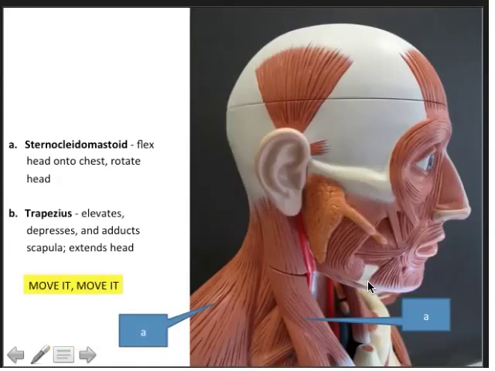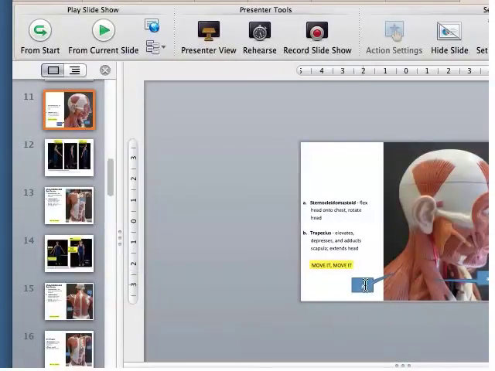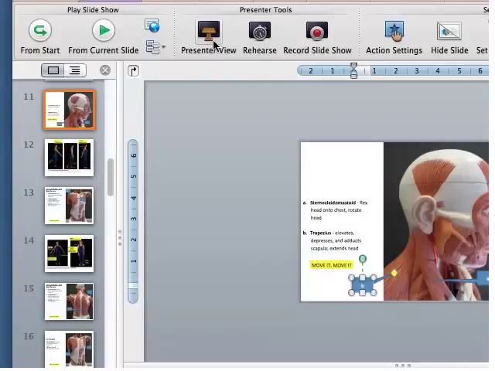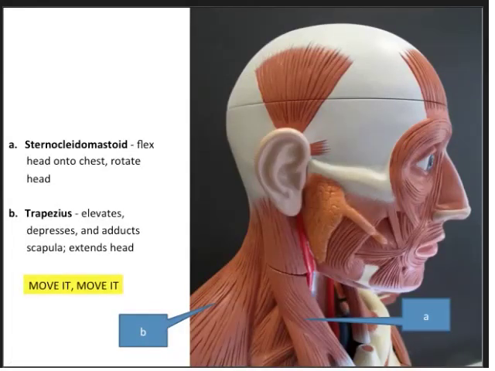This is just another look at the same model. You can see here the sternocleidomastoid from the lateral aspect, and that's the sternocleidomastoid right there, and the trapezius from the lateral aspect here. Okay, the trapezius is going to be on more towards the posterior side. This should be a B right here. Let me correct that real quick. Okay. So sternocleidomastoid and trapezius.